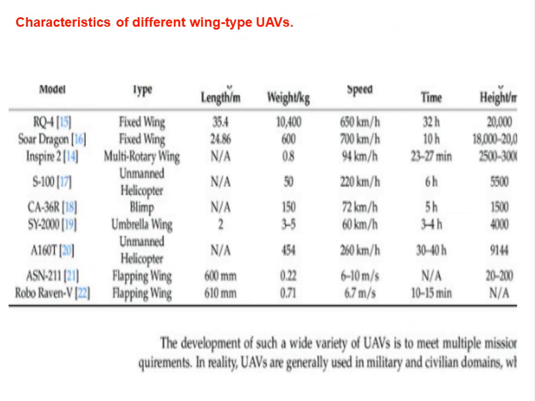And these are characteristics of the different wing types of UAV. Here there will be different types of models, with different types, and what is the length and weight and the speed and flight time and height. This is based on the model. Different types of models will be used based on the different applications.